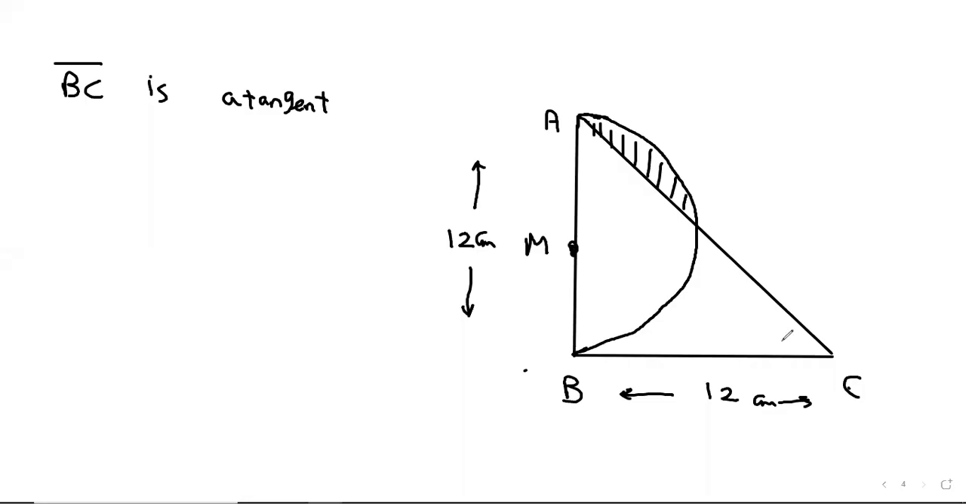And in the opposite figure, BC equals 12 centimeters. The semicircle with center M, and BC is a tangent. I want to get the area of the shaded part. The shaded part here is a circular segment. How can we find its area? To find the area, we need to find the size of the central angle here.